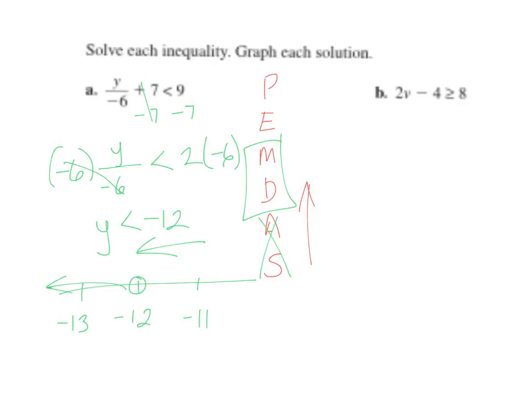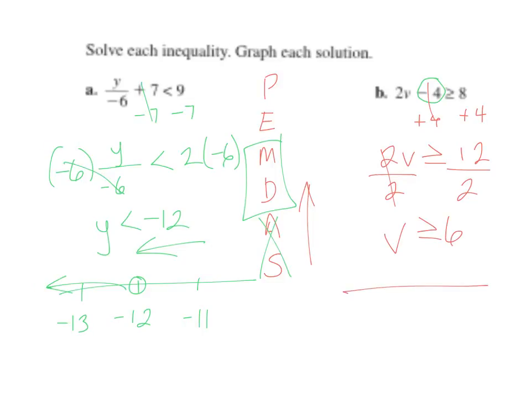Letter B. Same thing, we're looking for addition or subtraction first. So we're going to get rid of that negative 4 term by doing the inverse. And the inverse is going to be adding 4. If we do it to the left, we have to do it to the right. 2v greater than or equal to 12. Now we're in the multiplication and division section. So how do we get rid of multiplying by 2? Well, the inverse of multiplying by 2 is dividing by 2. We're going to do that on both sides. I get v greater than or equal to 6.